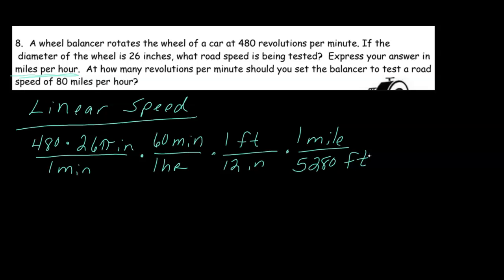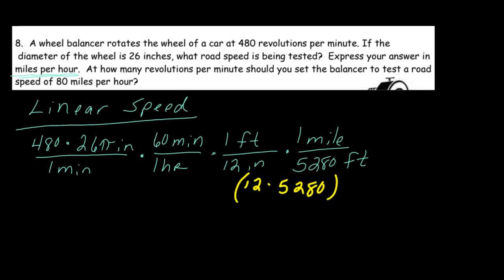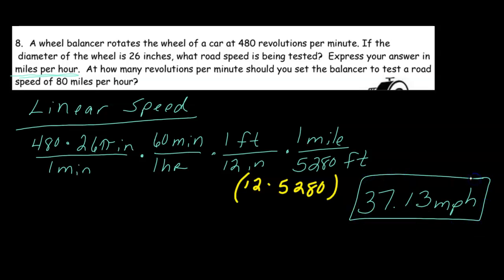And then punch this on your calculator. And don't forget that when you do this division, you need to put the 12 times 5,280 in parentheses when you do that division. So then you should get a final answer of 37.13 miles per hour. Okay, so that's the first part of the problem.